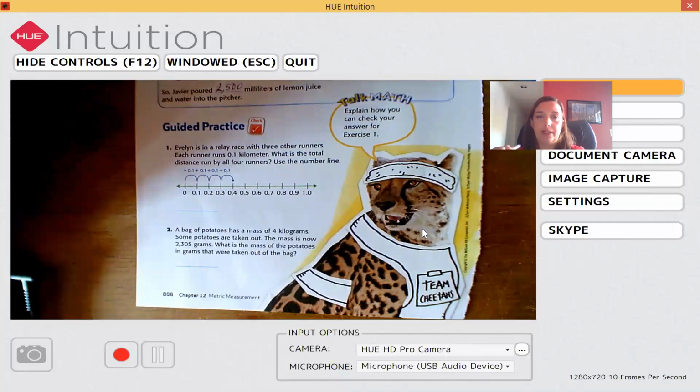Evelyn is in a relay race with 3 other runners. Each runner runs 1 kilometer. What is the total distance run by all 4 runners? Use the number line. Okay, so it gives us a number line here.